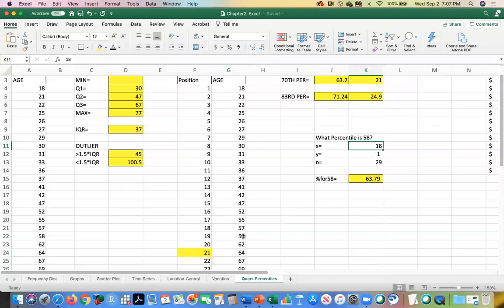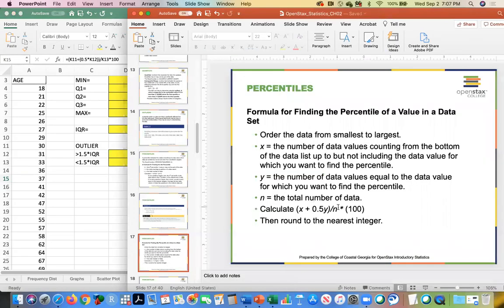Y is the number of times that number appears in my database. In this case, just one. And then N is going to be the sample size, right? So if I compute this, very likely my number is going to be in the 64th percentile, right? So 58 represents the 64th percentile. So then round up to the nearest integer. So that's also important.